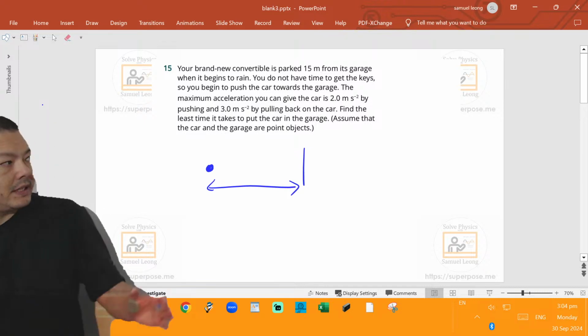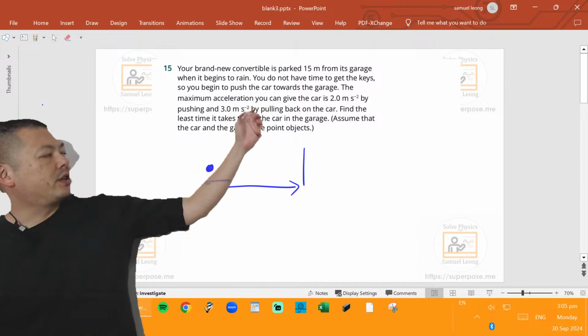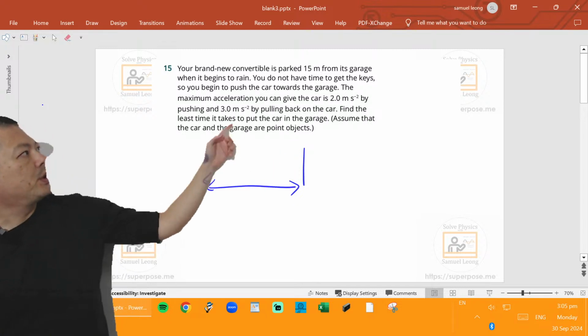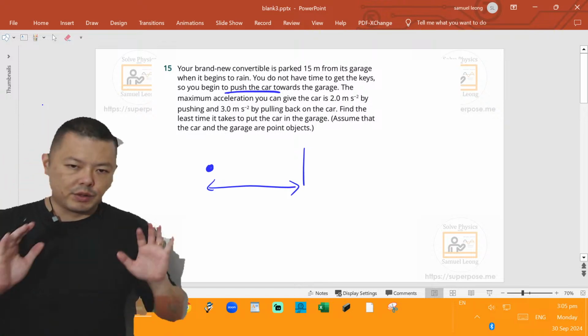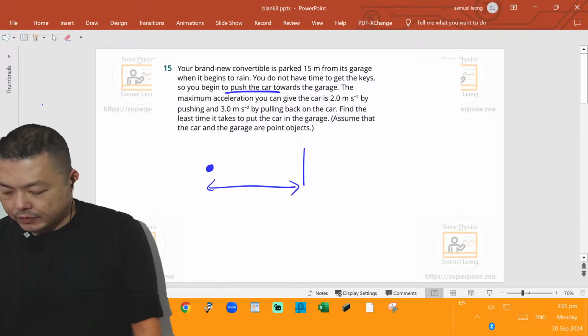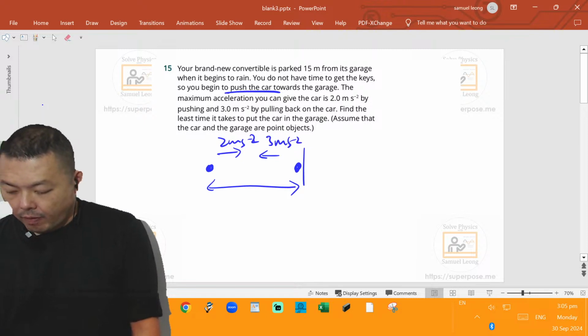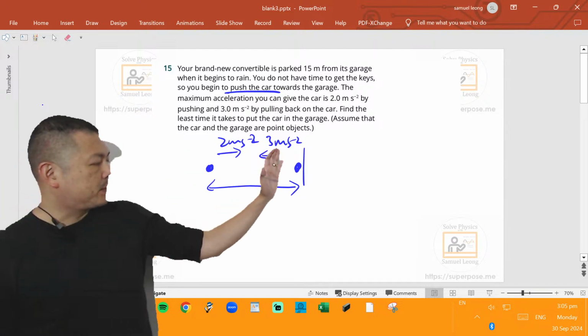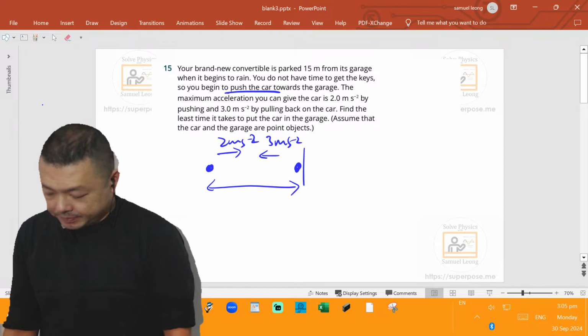So you're basically trying to push the car forwards, and you're trying to make sure that the car stops. You're trying to push the car yourself. When it accelerates, you can go at 2 meters per second squared. But when it decelerates, because you need the car to stop here, you need to decelerate at 3 meters per second squared.